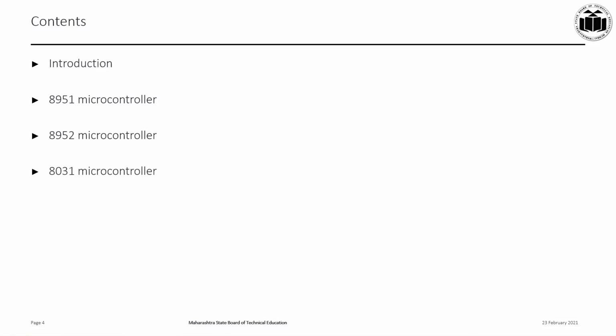What are the contents that we are covering today? First off, it will be the brief introduction, then the features of the 8951 microcontroller, features of the 8952 microcontroller, the 8031 microcontroller and the 8751 microcontroller. And in the end, we'll compare the 8051 family members on various parameters such as the memory, the timers, the interrupts and so on.